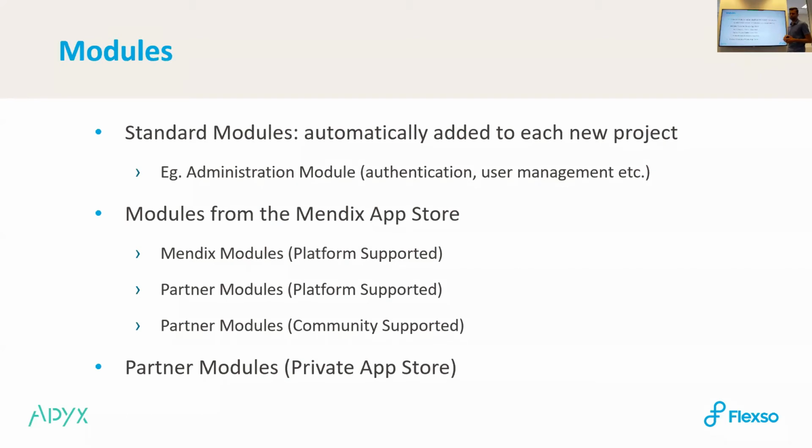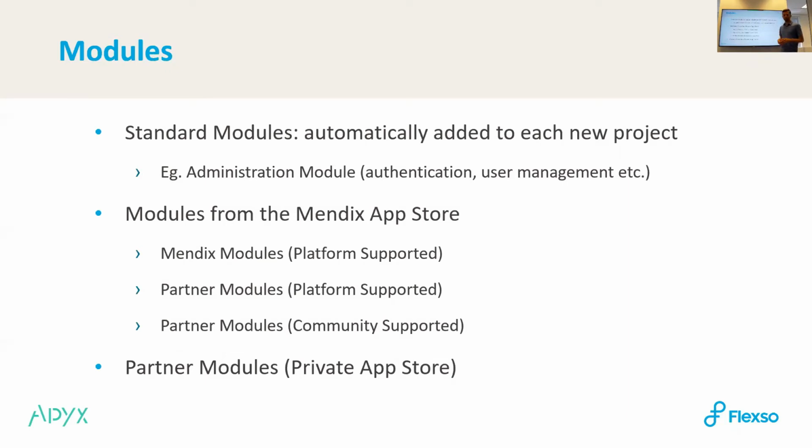There are different types of modules. So you have your standard modules, which are automatically generated or automatically imported when you create a new project. You have modules which you can find and download in the Mendix App Store. So there are Mendix modules, which are logically modules created, developed, and published by Mendix. And you have modules created by partners and are platform supported. So platform supported means that Mendix takes ownership of the support within their SLAs.